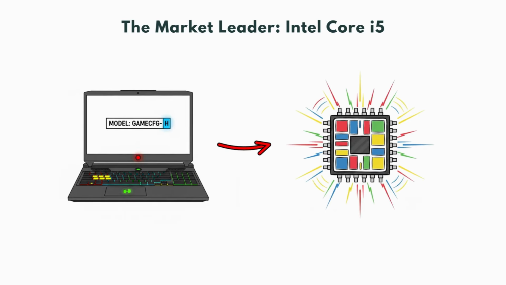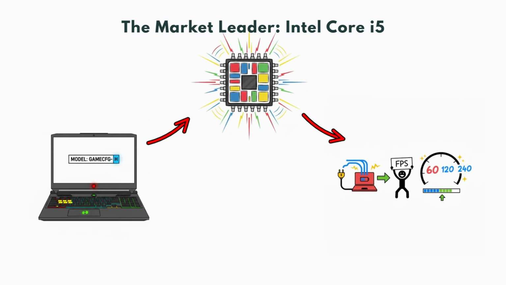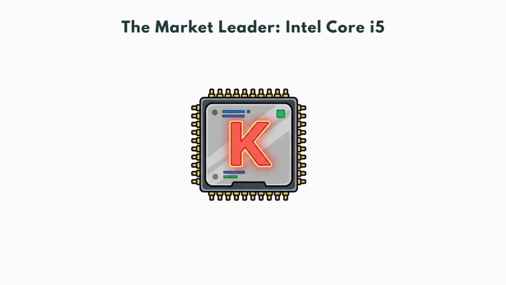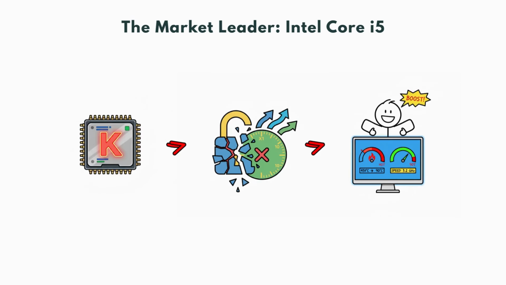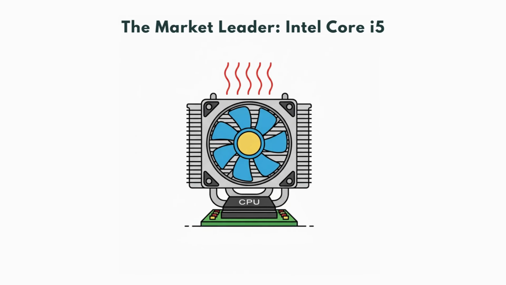For gamers, the H suffix on laptops denotes high-performance mobile silicon that consumes more power for higher frame rates, while the desktop K suffix indicates an unlocked multiplier, allowing enthusiasts to overclock the chip beyond factory speeds, provided they have a cooling solution that can handle the extra heat.